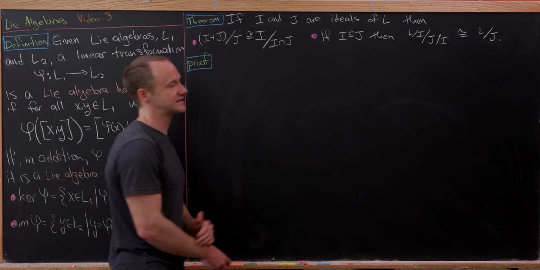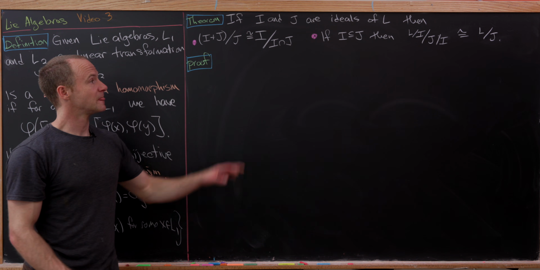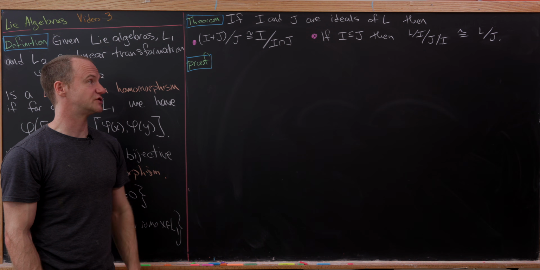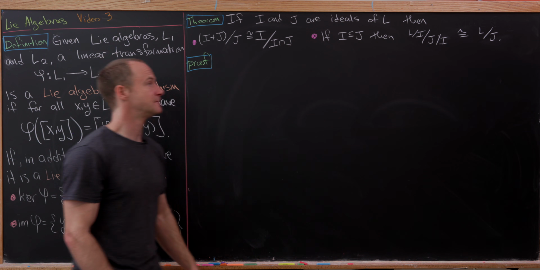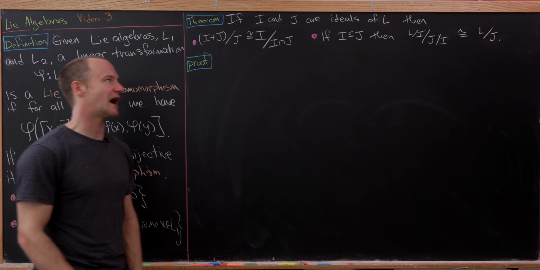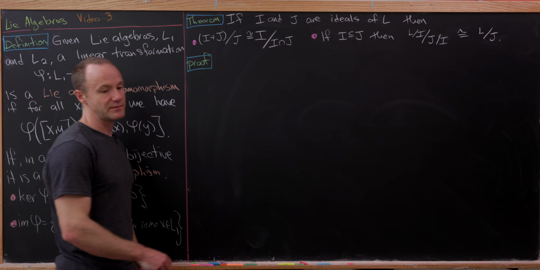And then the third says that if I is an ideal of J, then L mod I, mod J mod I, is isomorphic to L mod J. And I guess the fact that we're taking the quotient here implicitly says that I is an ideal of J. Okay, so let's get to it.